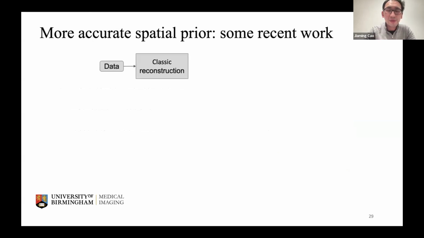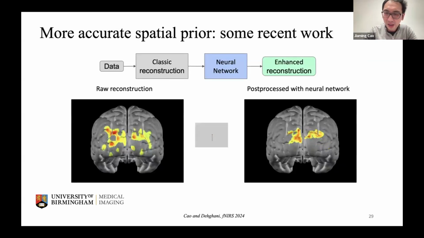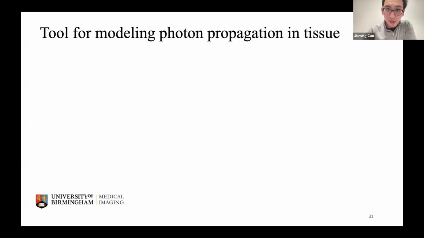So this is a peek into the future. We do some deep learning things. So basically, we have this reconstruction. We plugged it into a neural network, which will give us this enhanced reconstruction. This is what we presented at the fNIRS conference that happened this year here in Birmingham, actually. So I think I'm running a little bit out of time. So I will very quickly go through this second part, which is the new NIRFASTer.